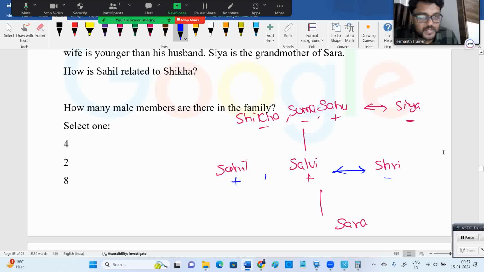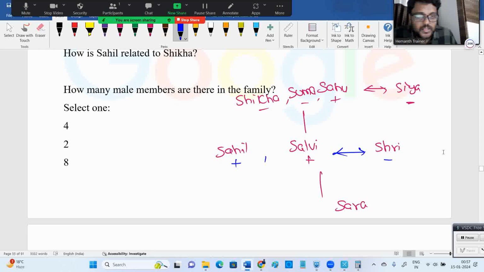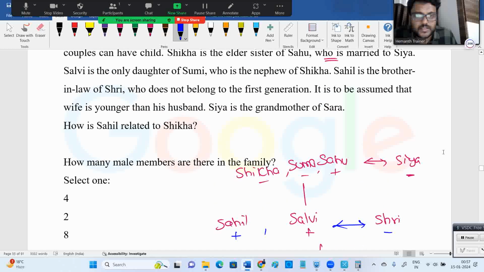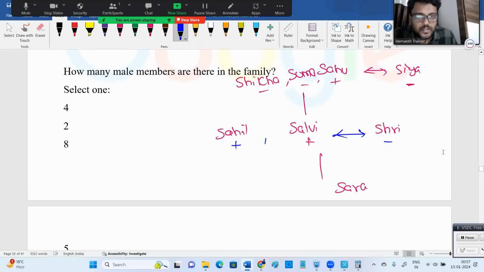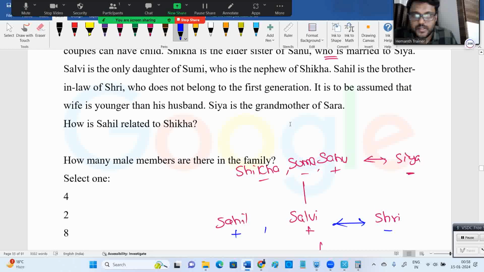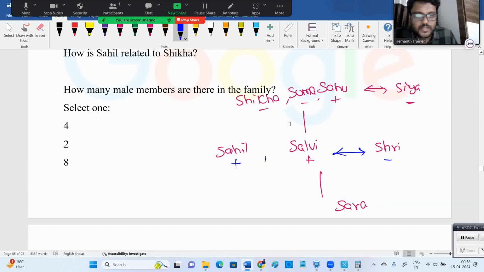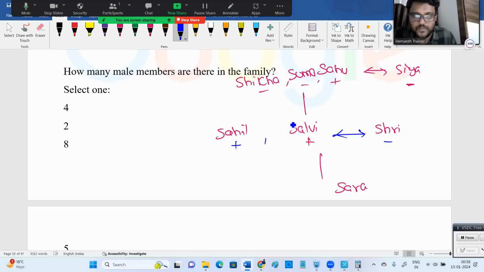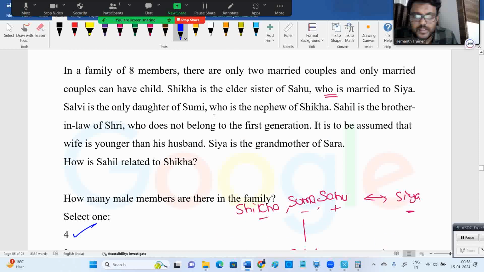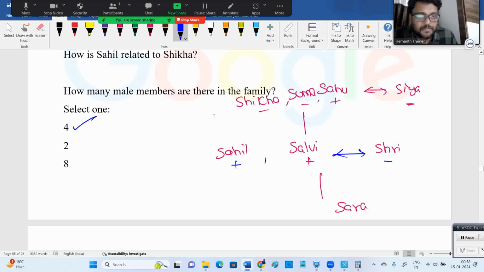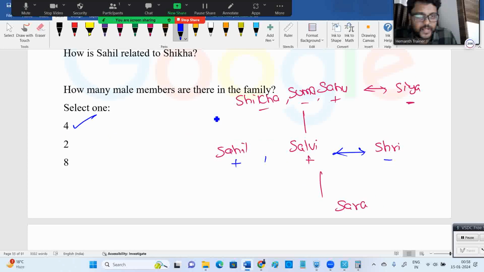How many male members are there in the family? Sia is the grandmother of Sarah. Sarah. 1, 2, 3. I got 3 so far. Sarah can be male or female, depends on that. 4 will come. Male members. So they use the word he or she, something like that. Total 8 members. 4, 5, 6, 7, 8. Okay.